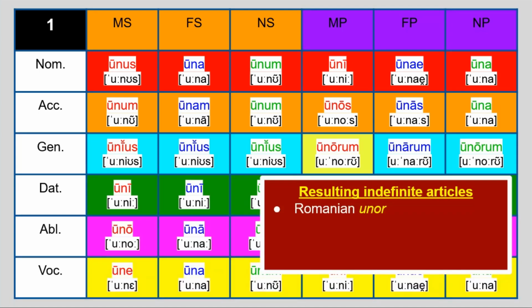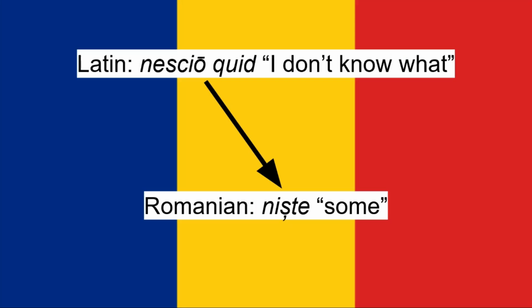And in Romanian, they actually use a plural form of the number one for the genitive dative plural, unor, from the Latin genitive plural unorum, while for the singular they use niște, meaning some, from the Latin phrase nescioquid, I don't know what. Interesting. Now let's talk about the pronouns.